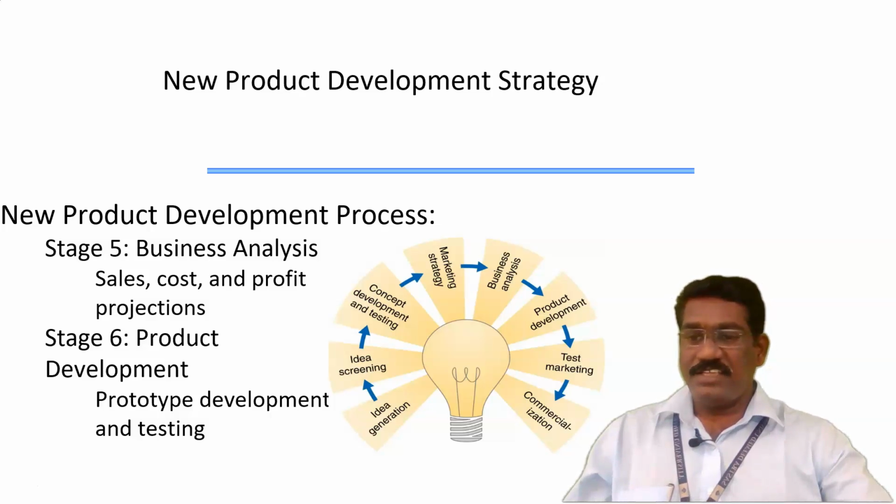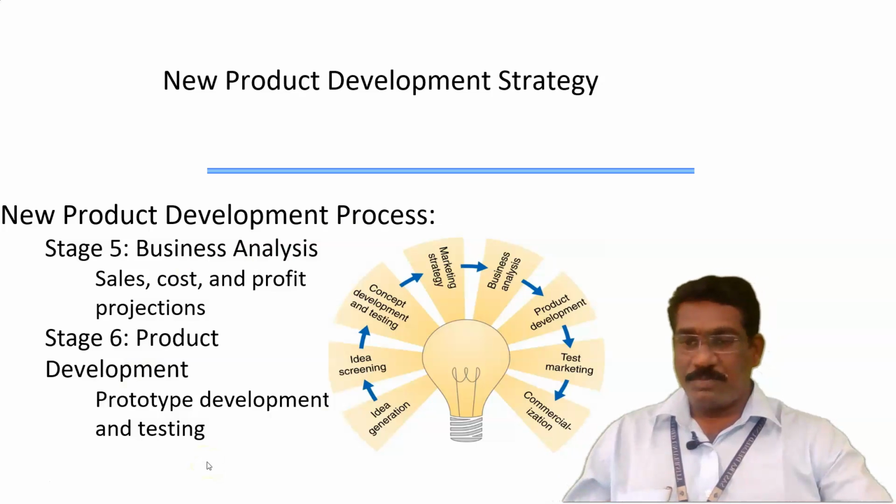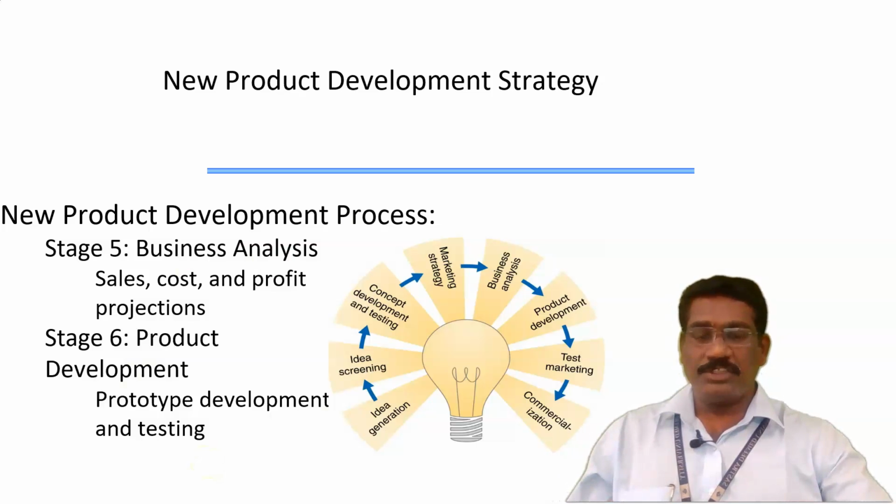And in stage 6 we talk about product development. What we do in product development is we talk about the preliminary version of the product with all these inputs in place, and we try to test that preliminary version of the product.